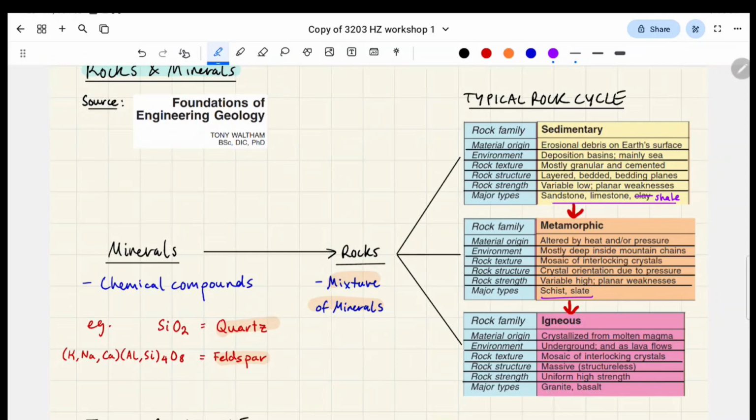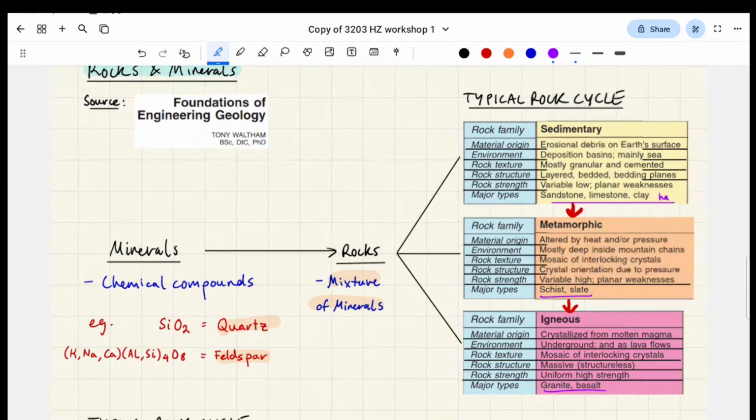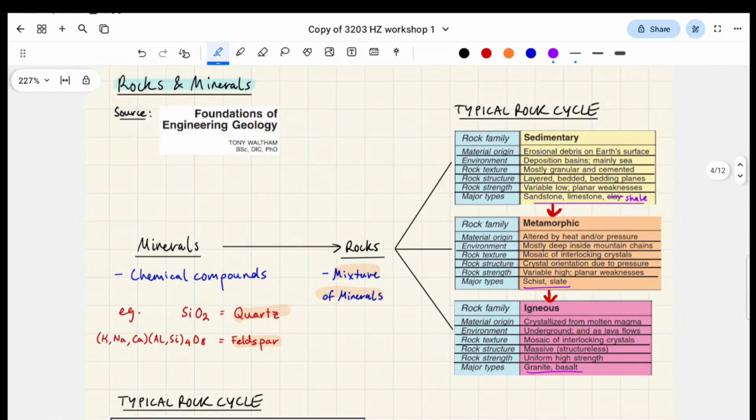And then lastly, you have your igneous rocks, such as granite and basalt, right? We'll get into that later, but you should familiarize yourself with a couple of these rock names. They'll come up a lot in the next few weeks.